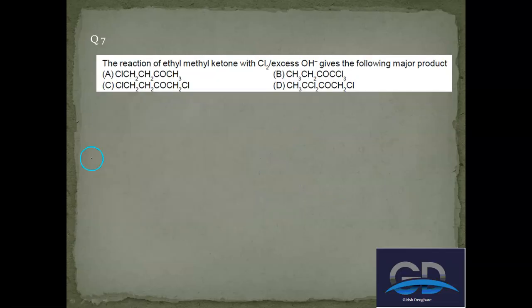Question number 7, it says the reaction of ethyl methyl ketone with Cl2 in basic medium gives which of the major product. So when we say ethyl methyl ketone, we have ethyl on one side and methyl on the other side. Now when Cl2 reacts in a basic medium, two things are formed, NaCl plus NaOCl. In NaOCl, Cl is positive. What happens is these alpha hydrogens are replaced by this positive chlorine, right?